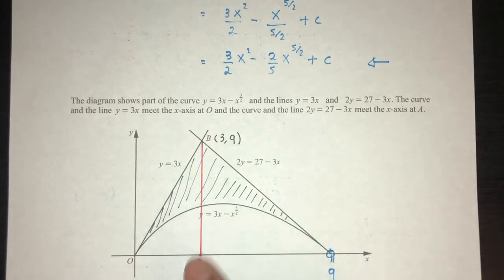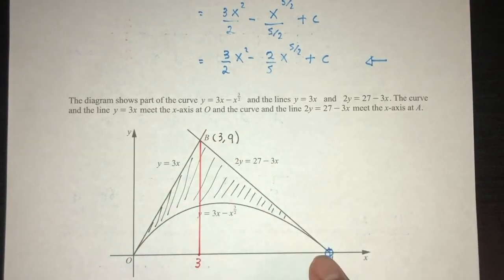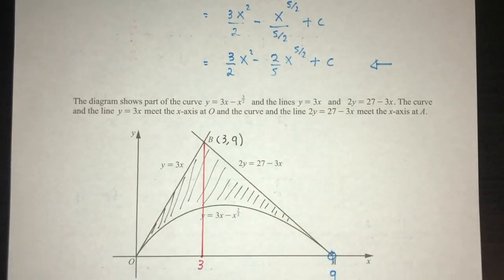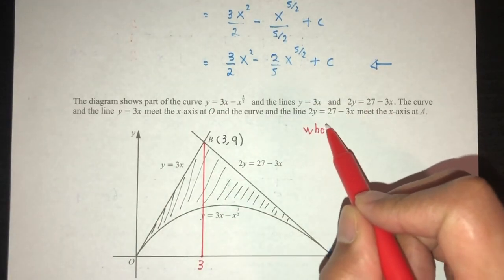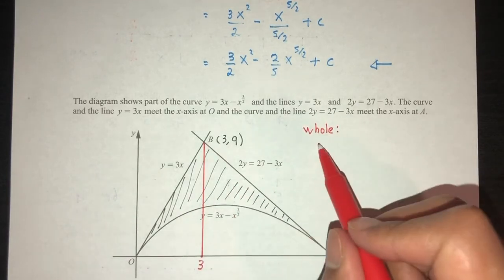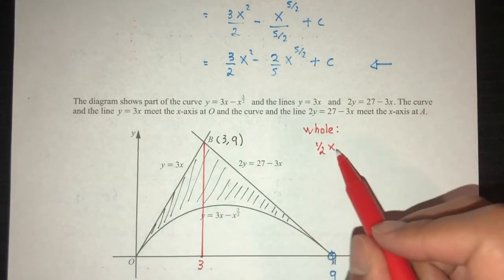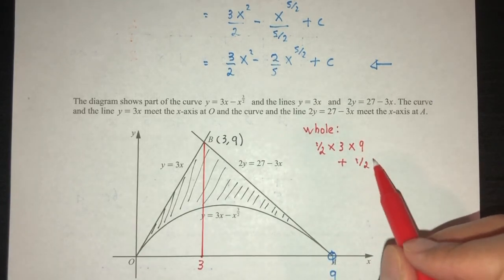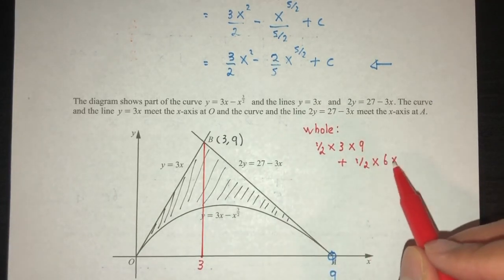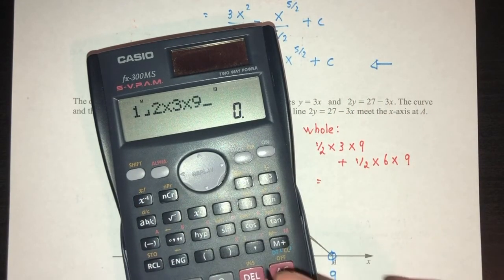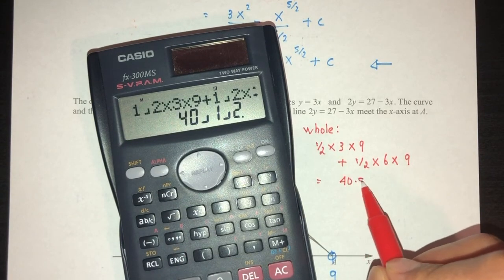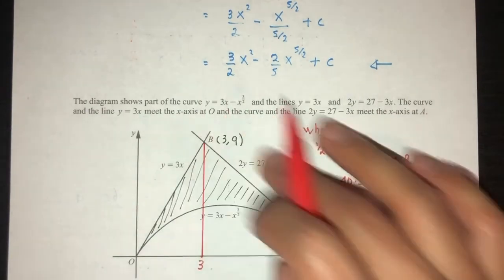This one is a triangle, and this one is also a triangle. So let's find the whole area first. The whole area will be 2 triangles. The first one is half times base 3 times height 9, plus this one is half, base 6 times height 9. That is half times 3 times 9 plus half times 6 times 9. That will be 40.5. That is the whole area that we have here.